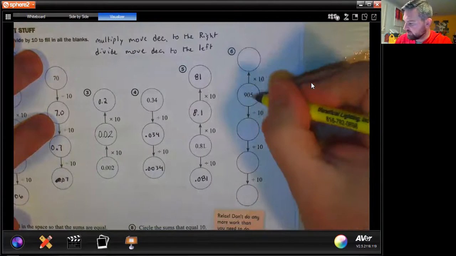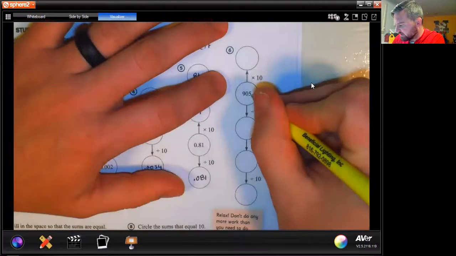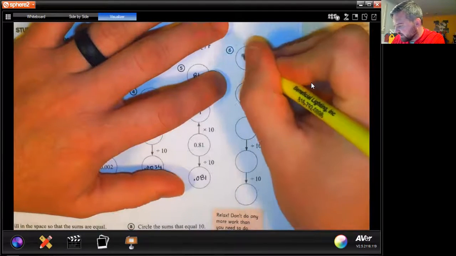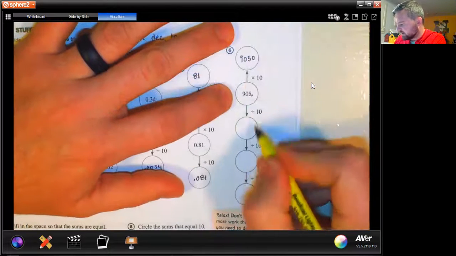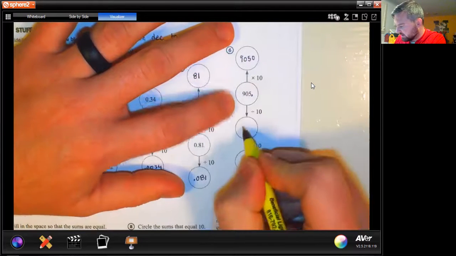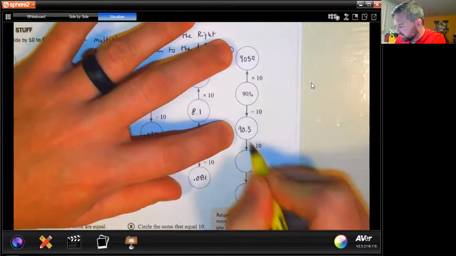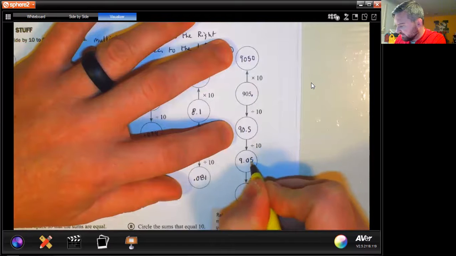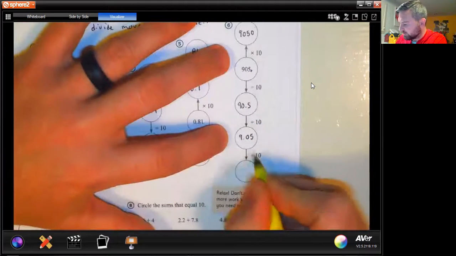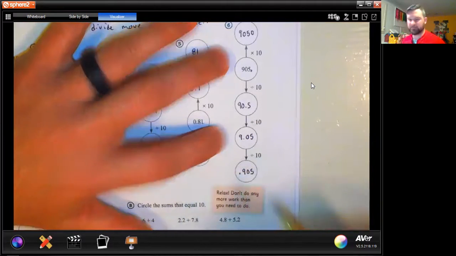Okay, we got 905 times 10. The decimal's right here, so move that to the right one. You get 9050. Dividing by 10, we're going to move it to the left one, 90.5. Divide by 10 again, you move it to the left again, 9.05. And divide one more time, you move it to the left, you get 0.905.